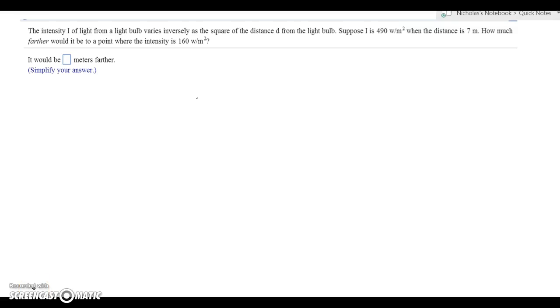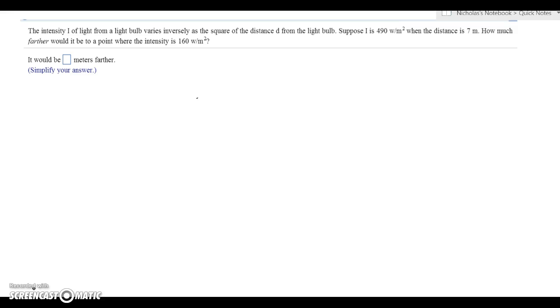Hey Amanda, I wanted to go through these two variation problems with you. So this first one says the intensity of a light varies inversely as the square of the distance from the light bulb. Suppose I is 490 when the distance is 7. How much farther would a point be where the intensity is 160?